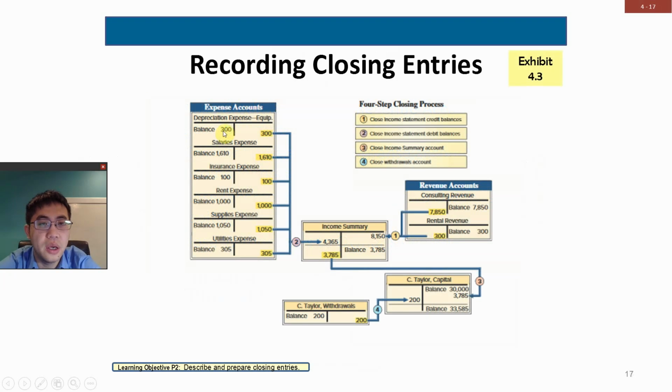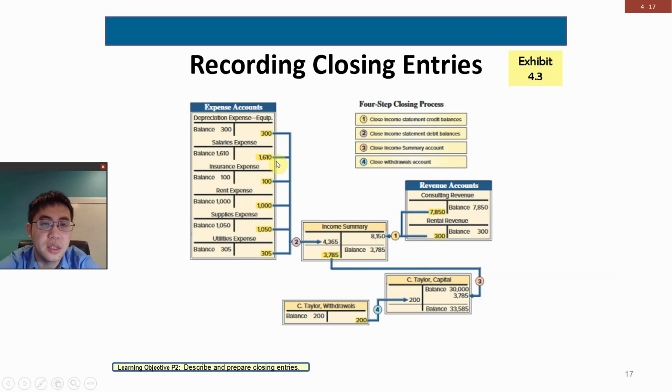Okay, so here is the expense account. So that's basically your overall expense, which is 4365. So these are all debits in your income statement. And then these are the revenues. So when you have a revenue right there, it is credits in your income summary.